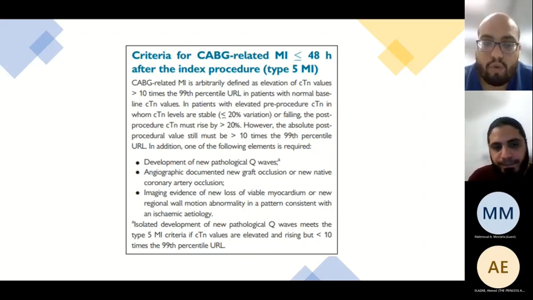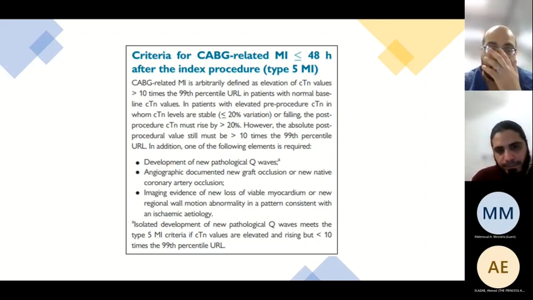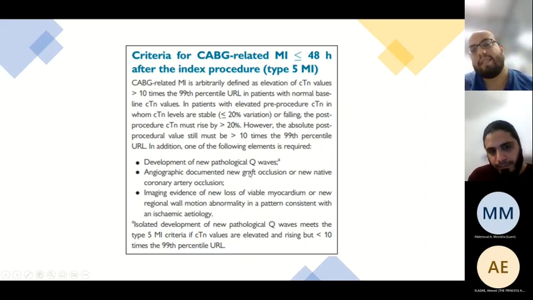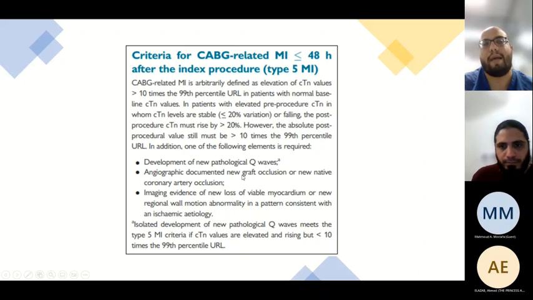And it also goes into the same thing: development of new pathological Q waves, angiographic documented new graft occlusion. The difference here is that you have already bypassed the problem. If someone has an occlusion that is not treatable by PCI or not amenable to percutaneous intervention, then you have already inserted a graft beyond that occlusion. So you need to find the thrombus at the graft occlusion site.